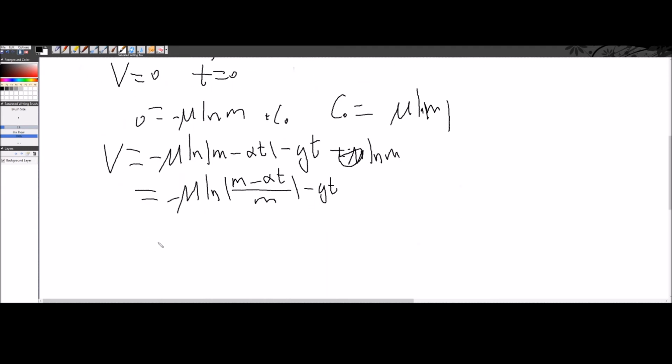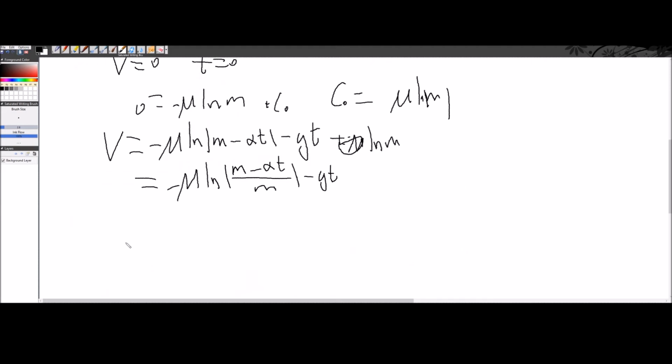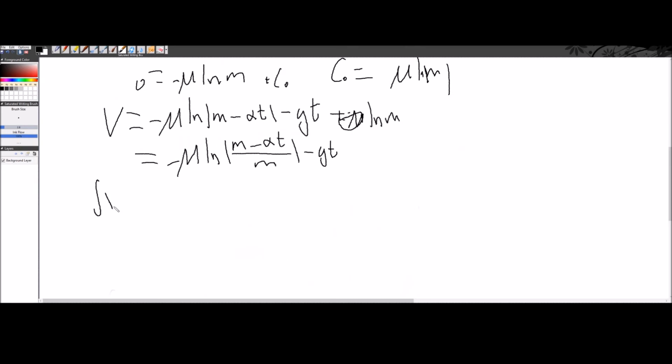Right, so now we want to find height. Height is a bit complicated because you have to integrate this big thing. So let's do that. The integral of v dt is going to be the integral of this thing. Well, let's first take the negative mu out, because I don't want to deal with that right now. So it's ln ((m minus alpha t) over m) dt, minus gt, integral of dt. So minus gt is just going to be gt squared over 2. That's going to be the integral of this thing.